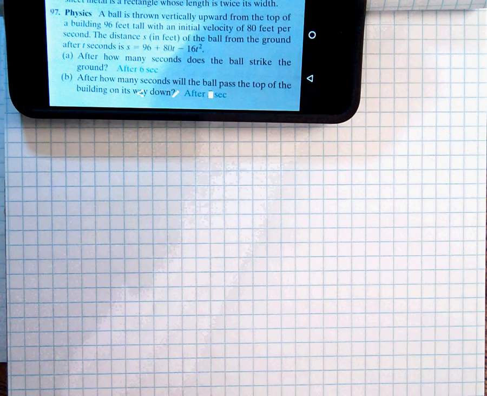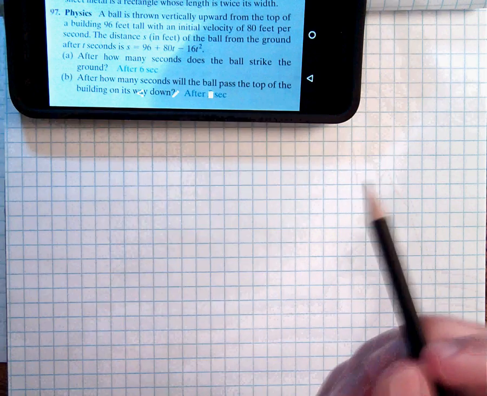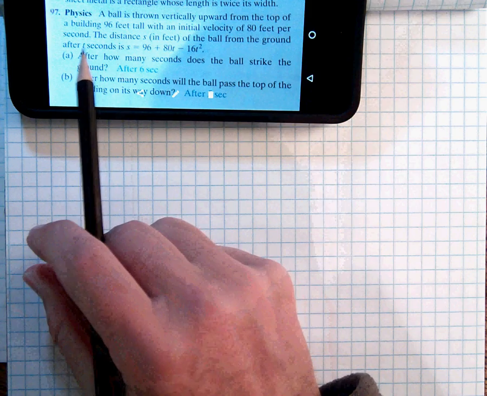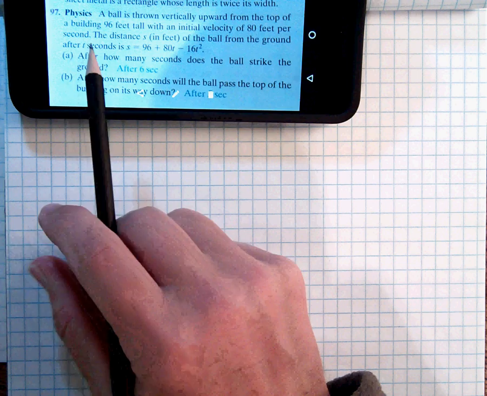Alright, welcome back. This is a problem from section 1.3. It's problem 96. It's on page 118.